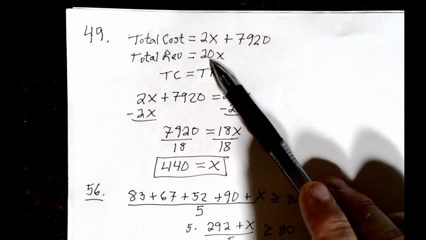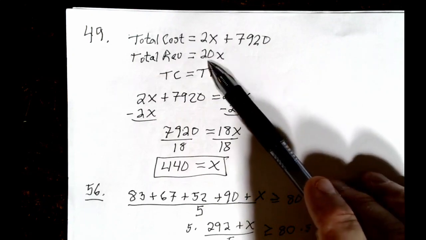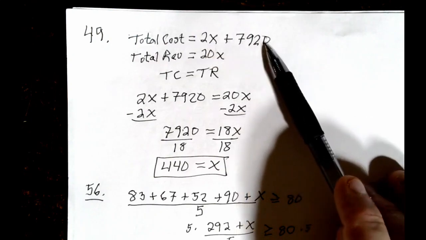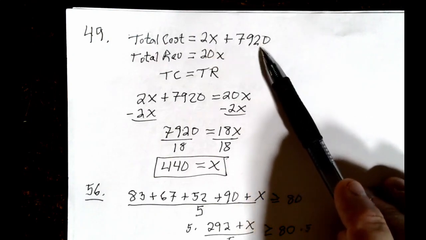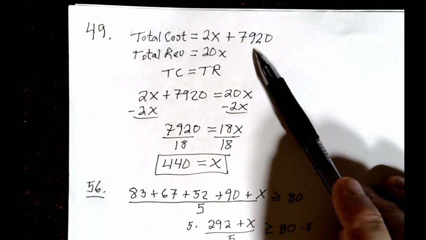The number in front of the x for revenue means the price you're selling the item for. You're selling it for $20. This tells you how much it costs to make one, and this is the fixed cost you have to put up in order to start building or making the product, whatever it is.